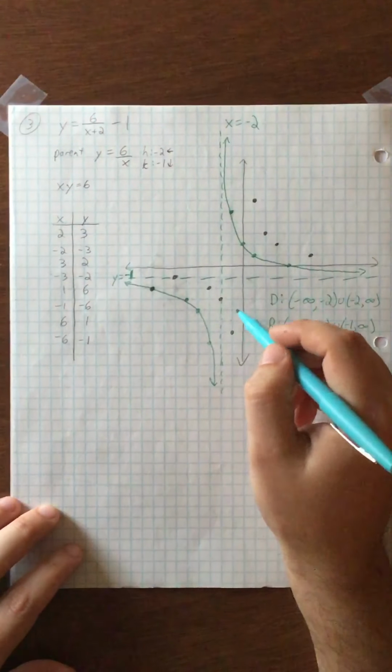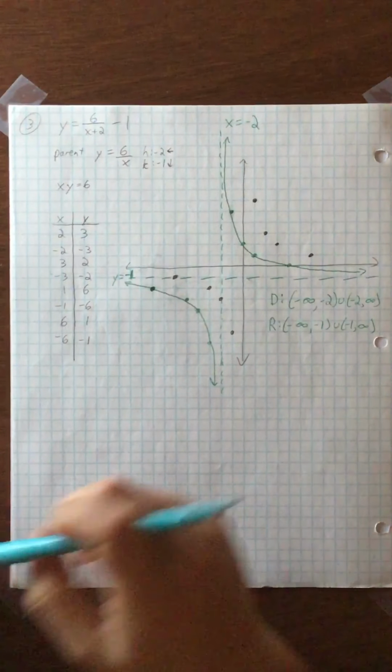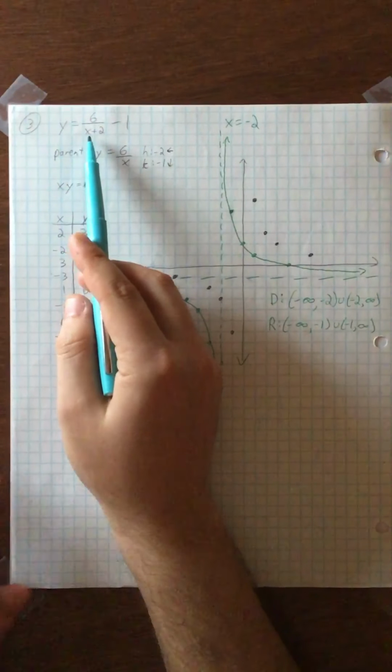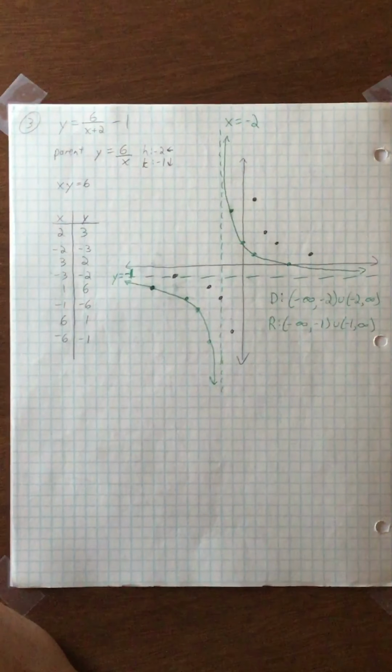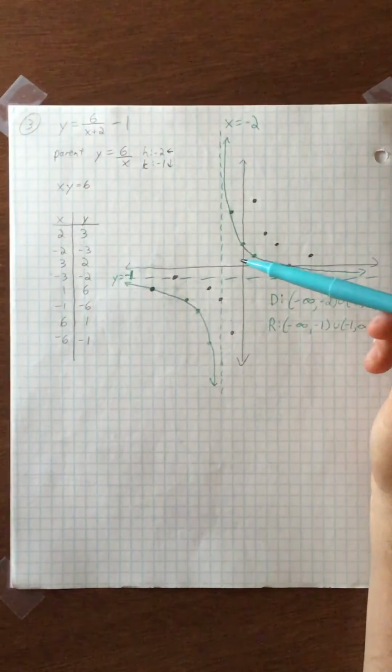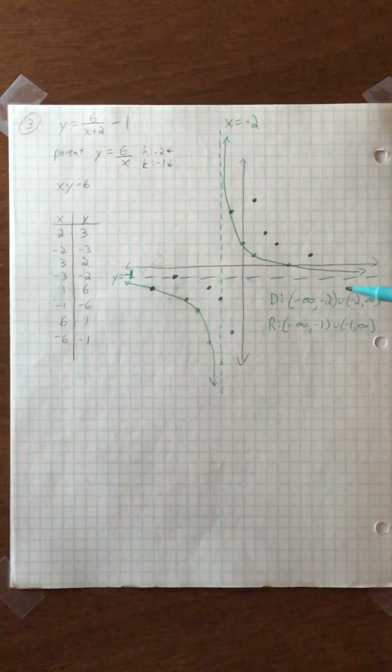Plot your points, shift them, h and k. Just be careful with h. Remember with your x values, x plus 2. H is really negative 2 though. Okay, add in your asymptotes, draw your branches, and then do domain and range.